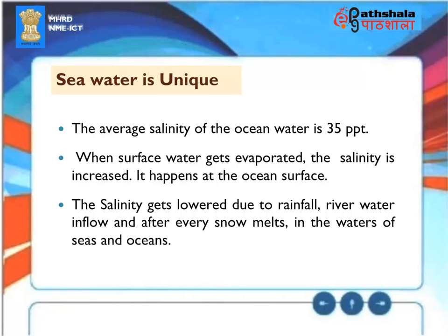When surface water gets evaporated, the salinity is increased. It happens at the ocean surface. The salinity gets lower due to rainfall, river water inflow, and after every snow melts in the waters of seas and oceans.